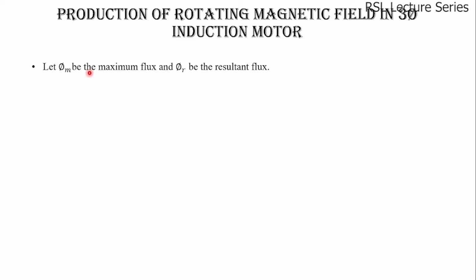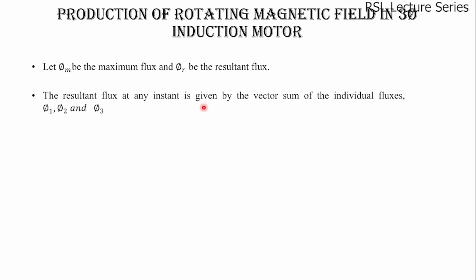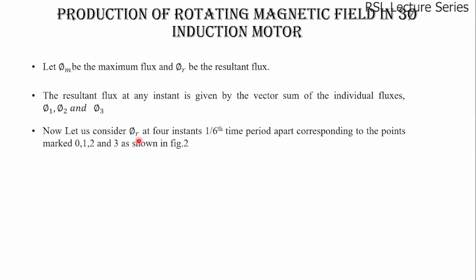Now let phi m be the maximum flux and phi r be the resultant flux. The resultant flux can be obtained by the vector sum of the individual fluxes phi 1, phi 2 and phi 3. Let us assume phi r at 4 instants, at 1/6th of the time period. Now we are going to prove that the magnetic field which is produced in the stator is rotating. For that we are going to consider 4 intervals.